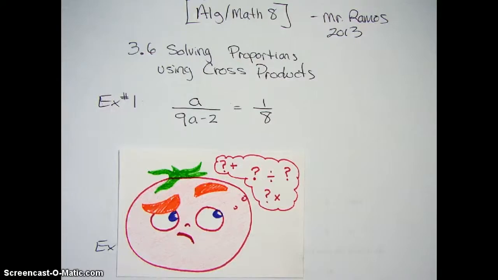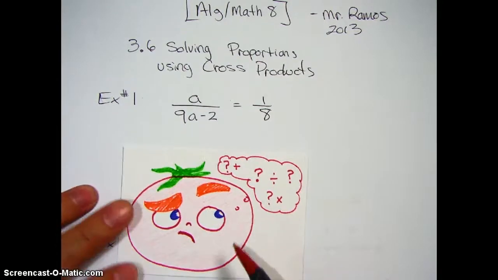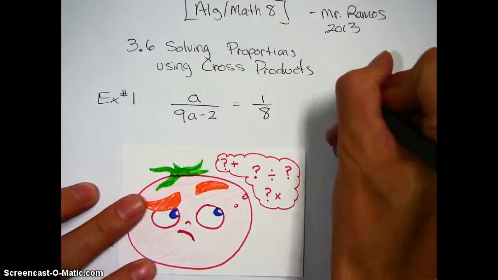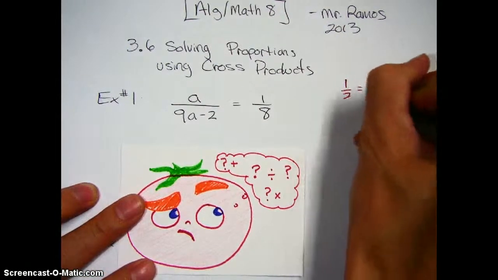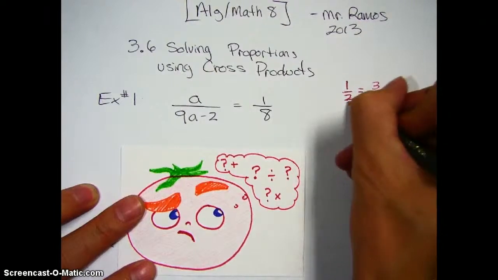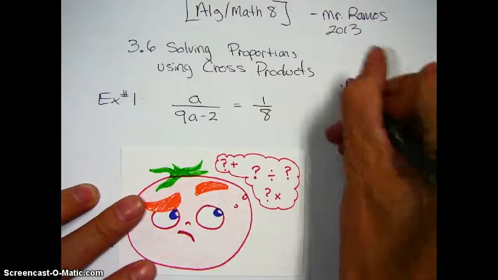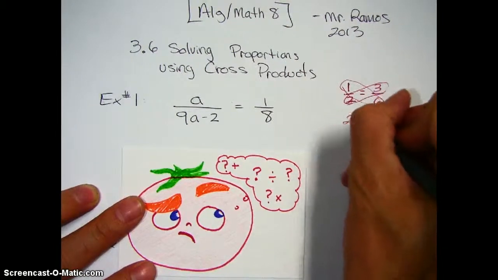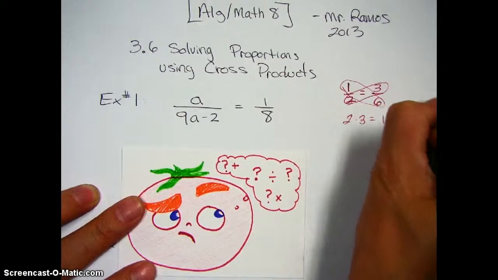All right, we're solving proportions using cross products. And if you recall, something like 1/2 is equal to 3/6. That's something that we agree on. And you could see that the cross products should equal each other. So 2 times 3 should equal 1 times 6.